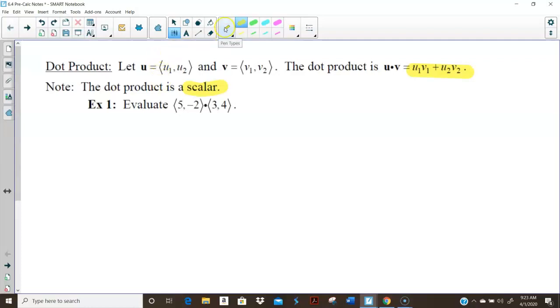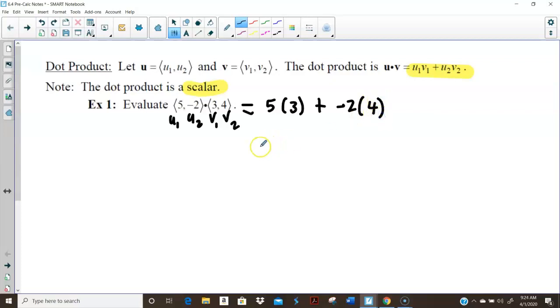So how this is going to work, let's look at example 1 and we'll try this one together. It's very simple. If we take the dot product of these two vectors in component form, then our answer is going to be 5 times 3. This would be u1, u2, v1, v2. So we have vector u and vector v. The solution is going to be 5 times 3 plus -2 times 4. So the dot product is going to be 15 subtract 8, which equals 7.